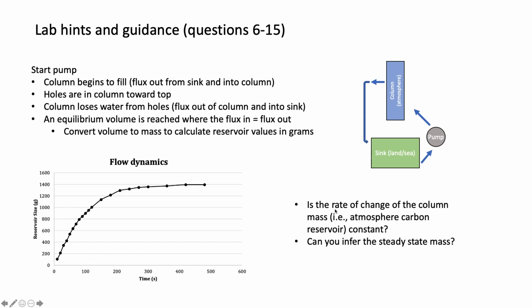We want to ask ourselves the question, is the rate of change of the column mass, that is, the atmospheric carbon reservoir, constant? Well, as it is initially filling, it is constant, as we can see by this straight line. But as we reach the holes towards the top of the column, some of that water is leaving that system, leaving that reservoir. So now we don't have this constant rate. Now it's changing. From the shape of this curve, you can take a step back and infer what the steady state mass actually is. And that's one of your questions on the lab.